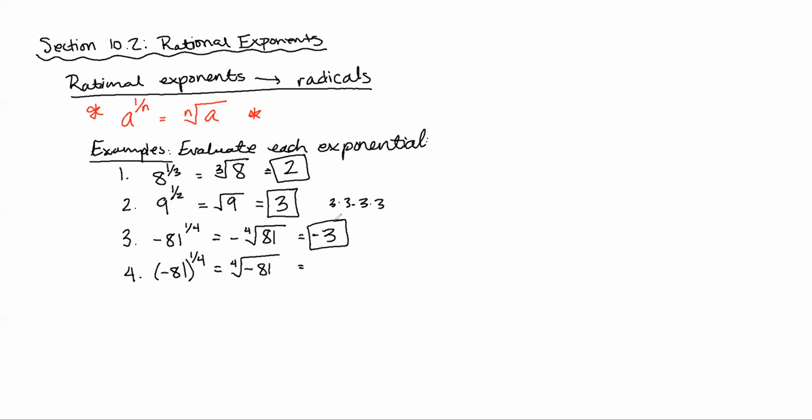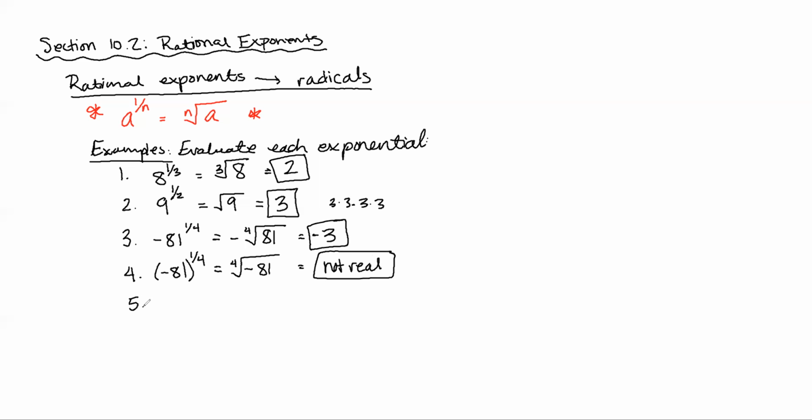If we look at number 4, we cannot take the even root of a negative number. Remember, if it's the square root, 4th root, 6th root, we cannot take the even root of a negative number. So this one is not real. Again, we'll see imaginary numbers in 10.7. For now, we're just going to say the answer is not real.